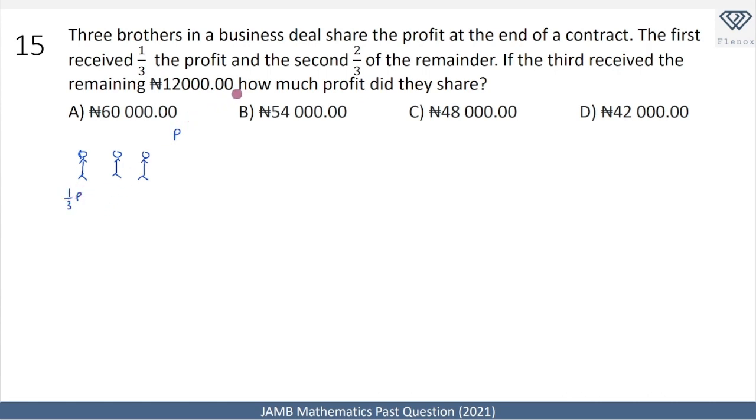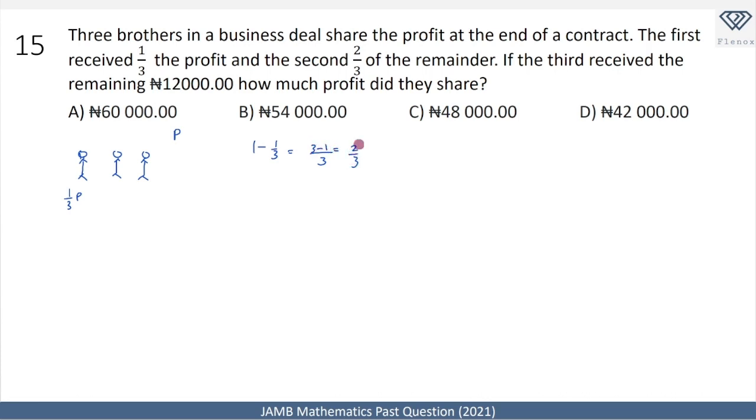Now the second brother received 2/3 of the remainder. So what is 2/3 of the remainder? First we need to find the remainder. Let's say the profit is 1/3. So the remainder is just going to be 1 minus 1/3. The LCM of that is 3. I will have 3 minus 1, and that is 2/3.